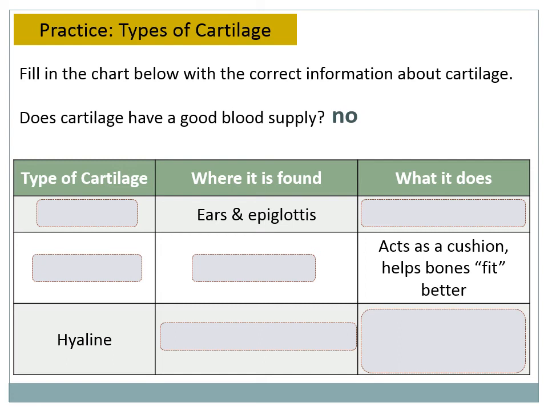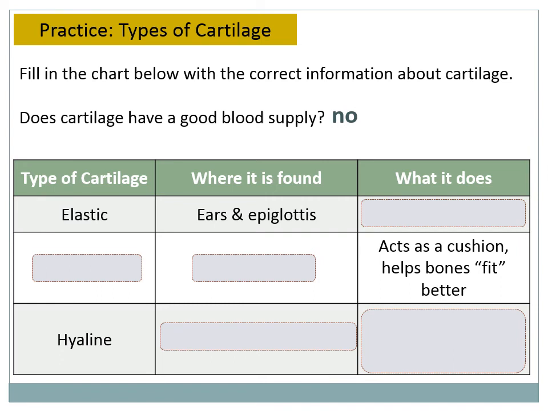All right, we're going to take a look here. So we find some cartilage in the ears and the epiglottis. What type of cartilage do we find in the ears and the epiglottis? Yep, good. We find that elastic, right? E with E with E, right?